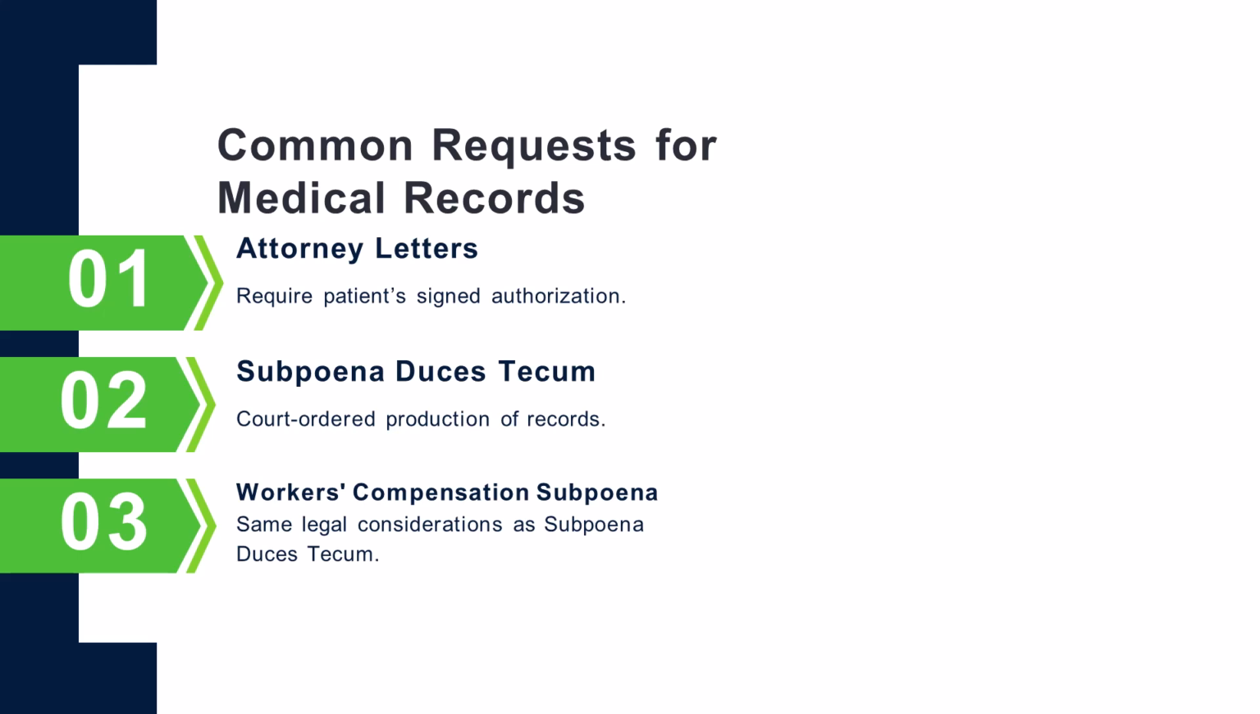There are several common types of requests for medical records. Attorney letters often indicate legal preparation on behalf of the patient, requiring a signed authorization before releasing records. Subpoena duces tecum, or court-ordered requests, must be thoroughly reviewed to ensure compliance. Similarly, workers' compensation subpoenas follow the same legal framework. Always verify these requests with proper documentation before releasing any information.